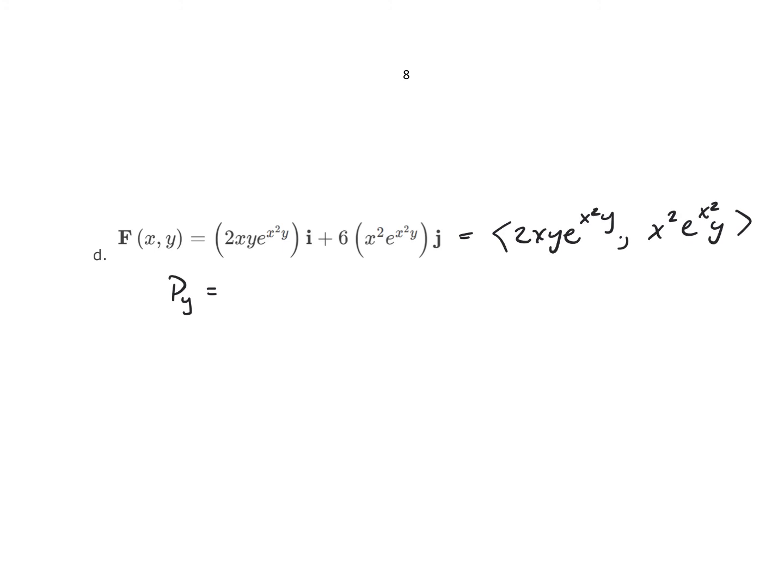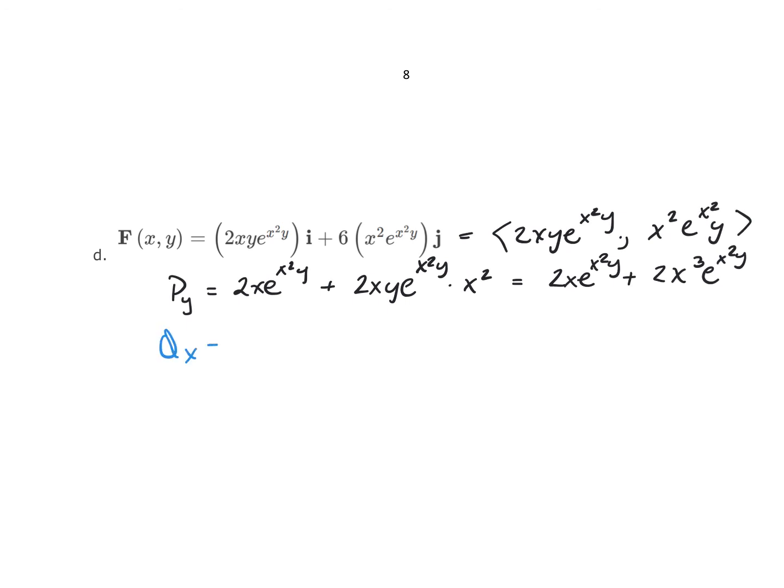I'm going to do the derivative of the y part, which gives me 2x e raised to the x squared y plus 2xy e raised to the x squared y multiplied by x squared. So this is going to give me 2x e to the x squared y plus 2x raised to the third power e to the x squared y. Now I'm going to do my q with respect to x. So my q with respect to x is going to give me 2x e to the x squared y. Let me go and change this.